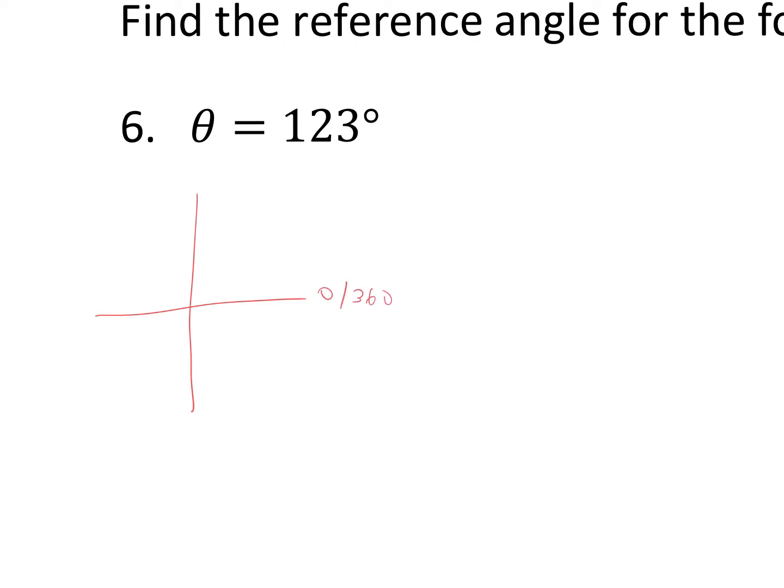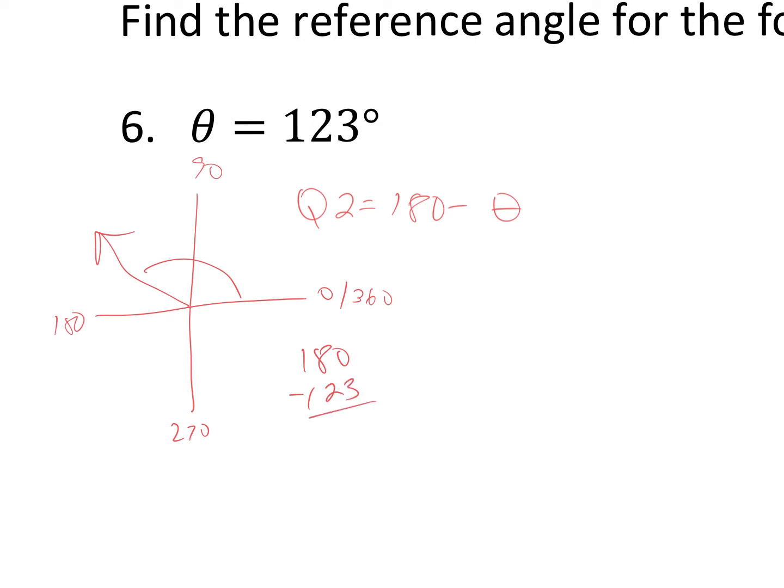So let's think about this. This is 0, 360. Here is 90, 180, 270. Where is 123? It's in quadrant 2. It's over here somewhere. What is the rule, guys, for Q2? 180 minus theta, okay? So you have to say 180 minus 123. What do you get? 57 degrees, okay?